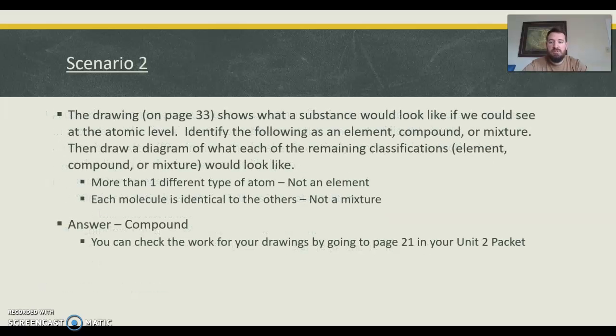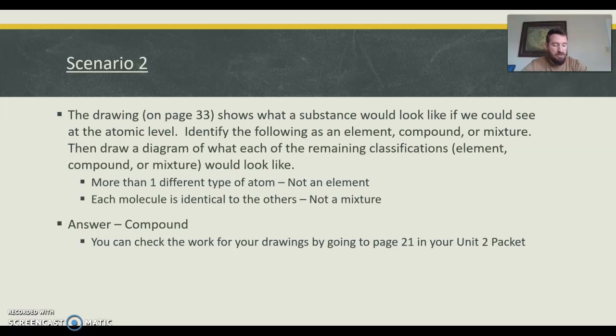All right, scenario number 2. And I did not put the drawings in here. You'll have to look at your page for that. But it says the drawing on page 33 shows what a substance would look like if we could see it at the atomic level. Identify the following as an element, compound, or mixture, then draw a diagram of what each of the remaining classifications would look like.